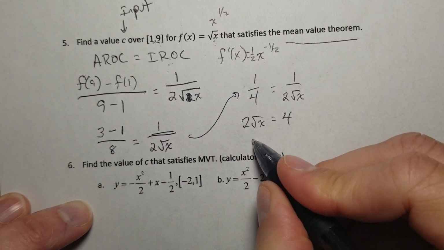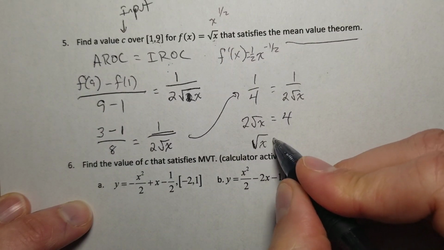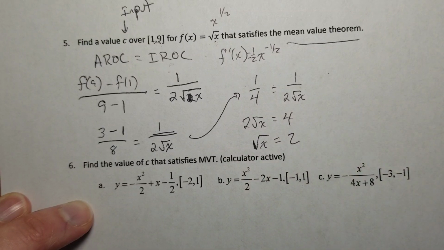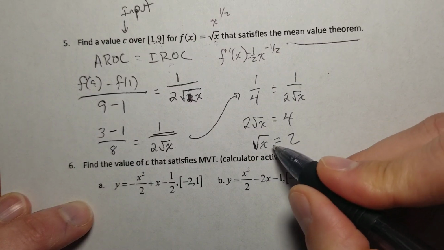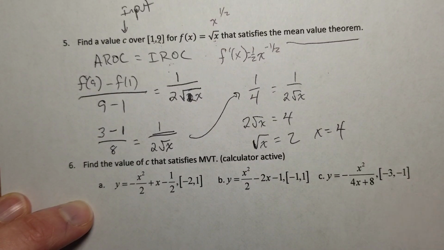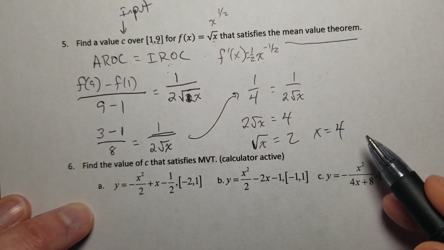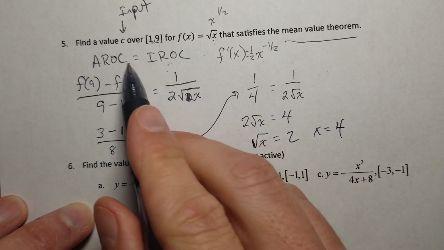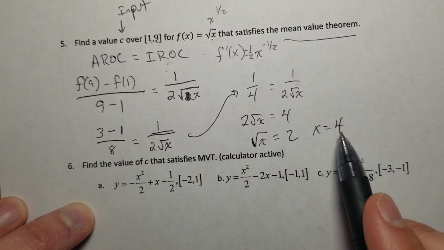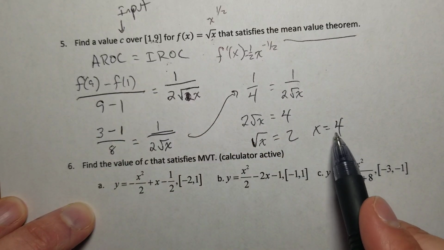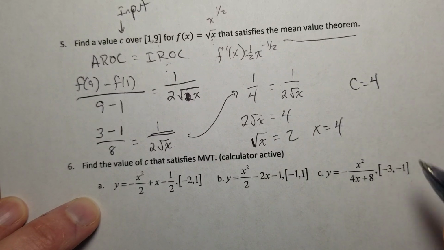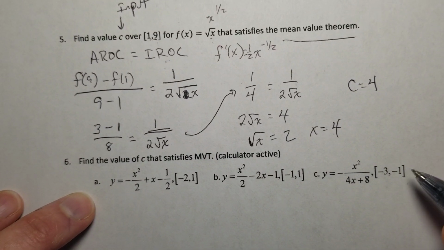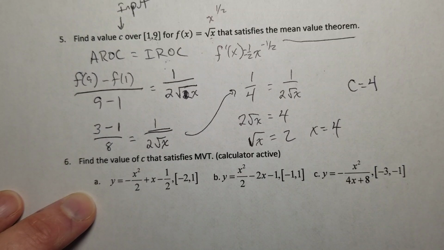Divide by 2. The square root of x should be 2. And if I'm going to square both sides here to get x by itself, x should equal 4. So the value c, an input, the input where the average rate of change equals the instantaneous rate of change, the c value is going to be 4. Okay, and if it asks for a justification, we could say by MVT, right?